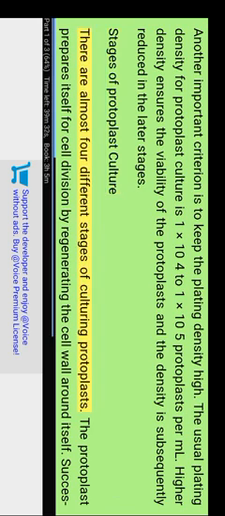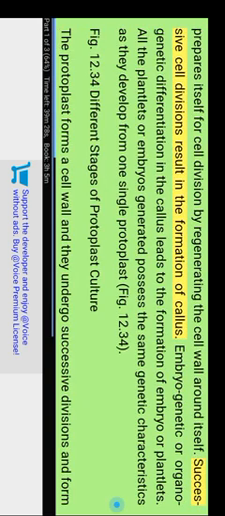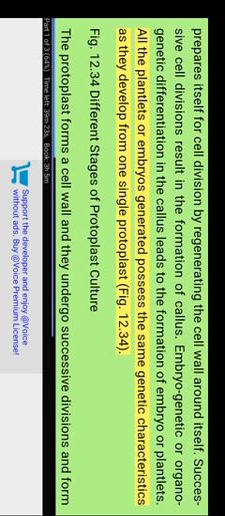Stages of protoplast culture. There are almost 4 different stages of culturing protoplasts. The protoplast prepares itself for cell division by regenerating the cell wall around itself. Successive cell divisions result in the formation of callus. Embryogenetic or organogenetic differentiation in the callus leads to the formation of embryo or plantlets. All the plantlets or embryos generated possess the same genetic characteristics as they develop from one single protoplast. Figure 12.34 Different stages of protoplast culture.